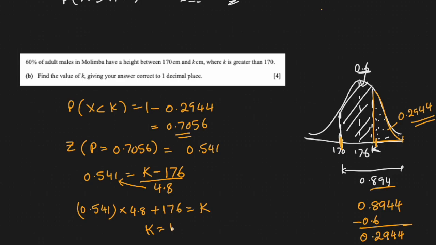What I'm getting for k is 178.5968. So I will make it 3 significant figures, 178.6 centimeters. That's the value of k.